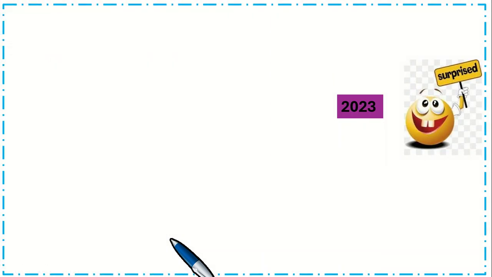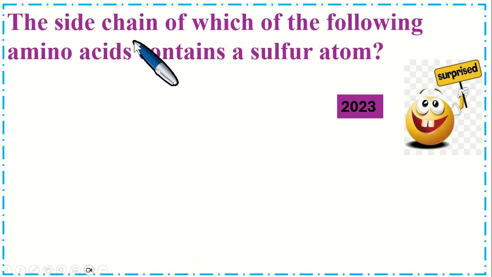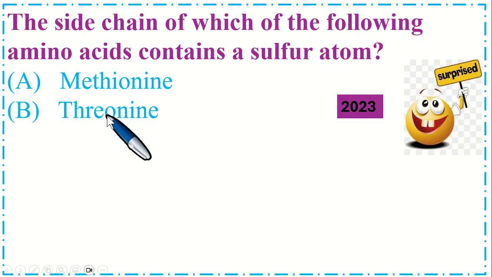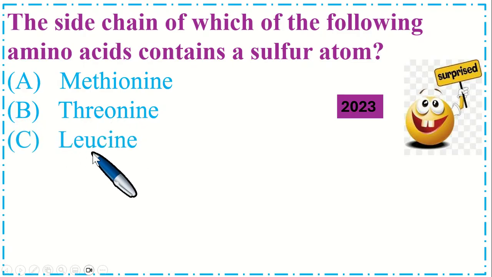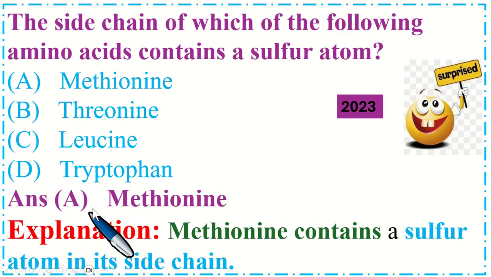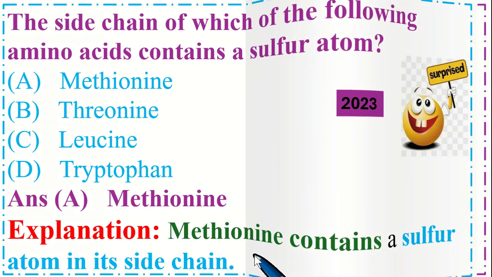Dear students, this is the most repeated MCQs. The side chain of which of the following amino acids contains a sulfur atom? Option A methionine, B threonine, C leucine, and option D tryptophan. So the correct option is A methionine. Methionine contains a sulfur atom in its side chain.